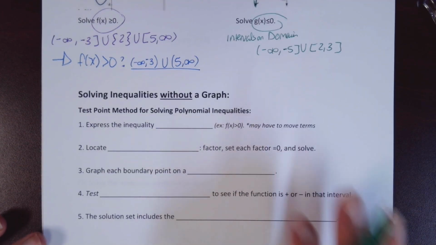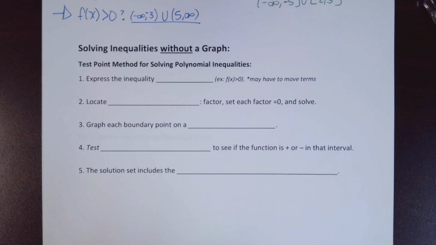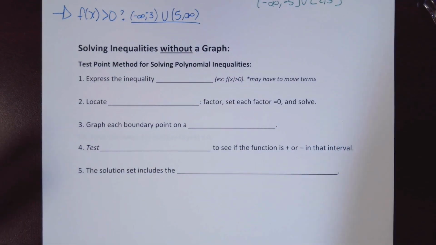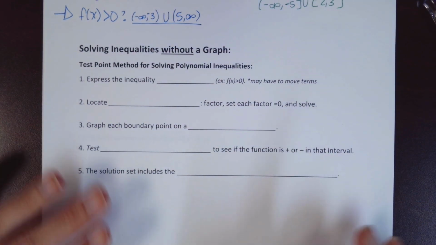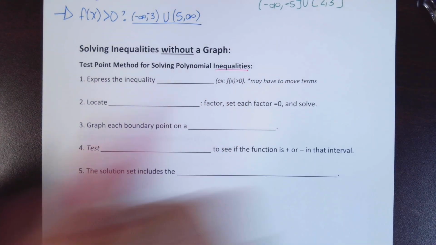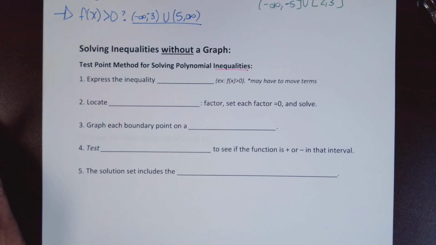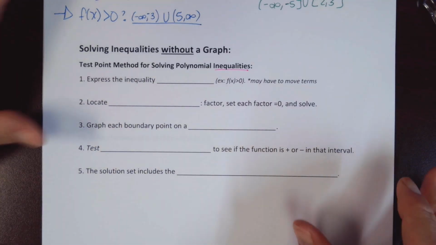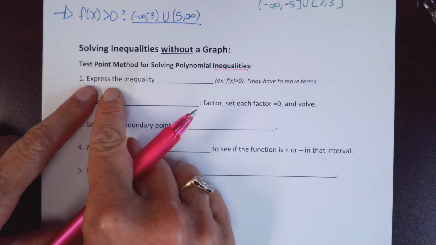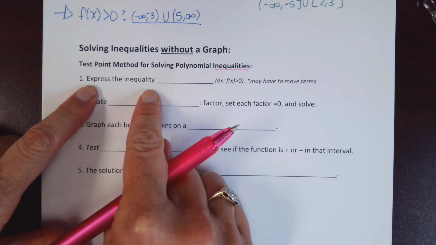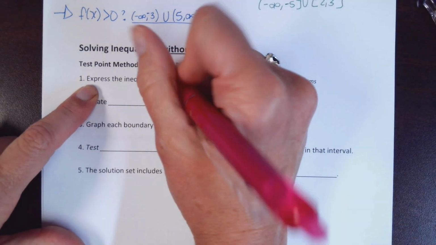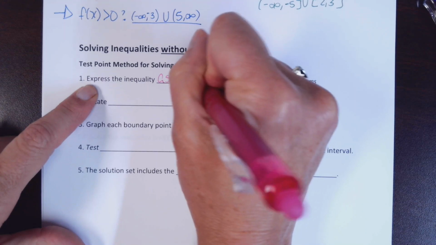All right, so what if we don't have a graph? If we've got our graph, we can read our graph, we can look to see where the graph is above or below the x-axis. Super easy, I love it. What if we don't have a graph? Well, then we're going to use our test point method. Test point method lets us solve polynomial inequalities, and we use a very similar method for rational inequalities. Our first step, the first thing we need to do, is to express the inequality as set equal to 0.